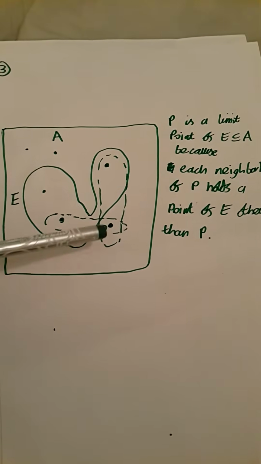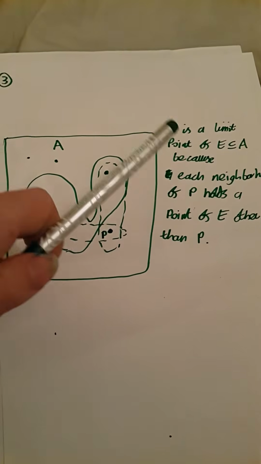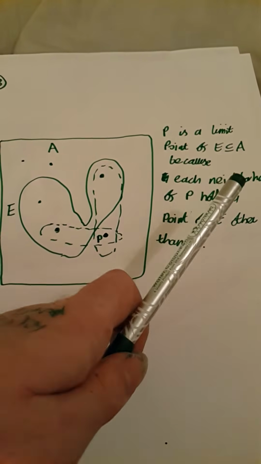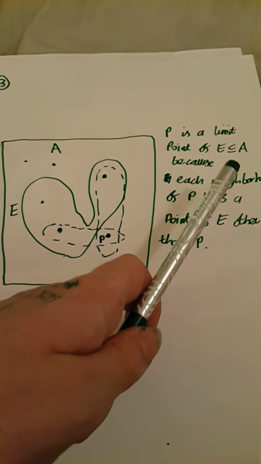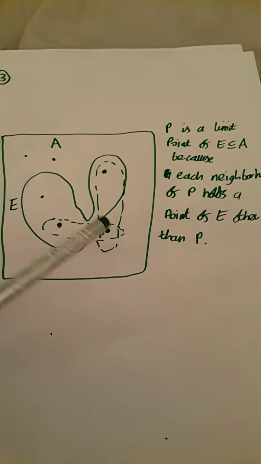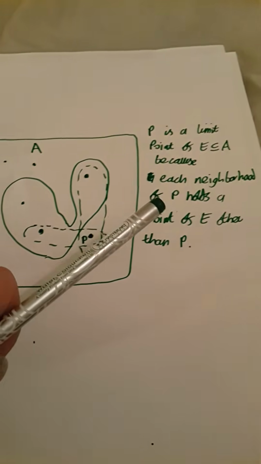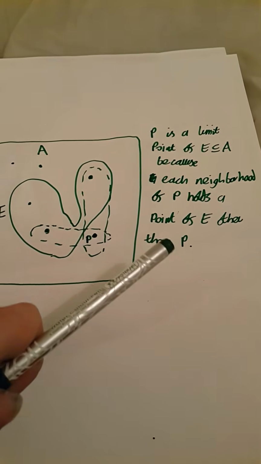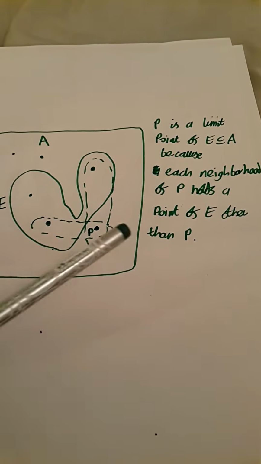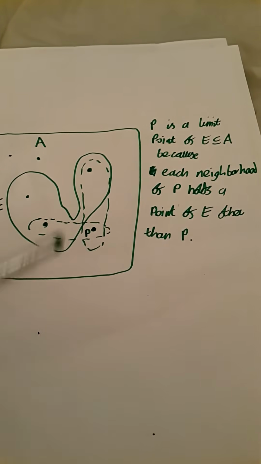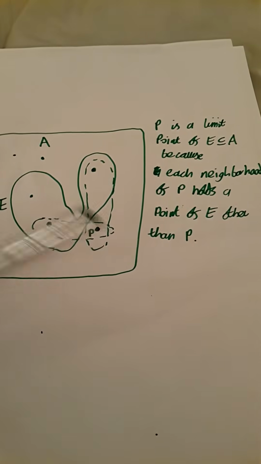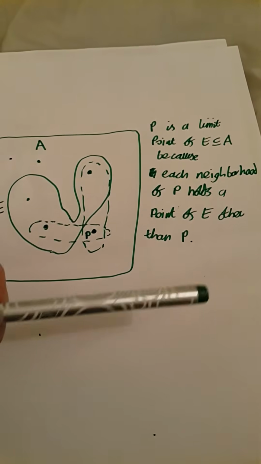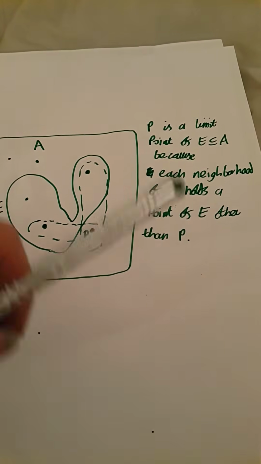And then we have this extra point P, and we ask, is P a limit point of this subset E of A? So is P a limit point of E? And of course the criteria we need to check is, is it true that every neighbourhood of P, and these neighbourhoods I've drawn as dotted loops, holds a point of E other than P?